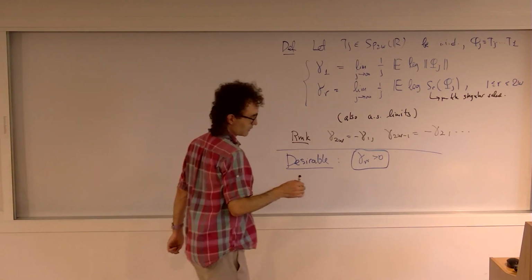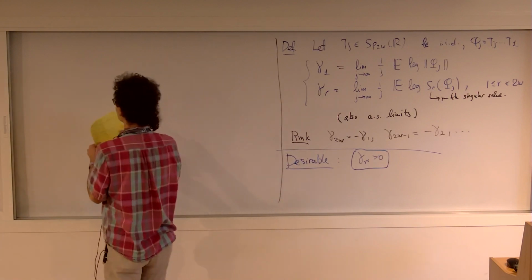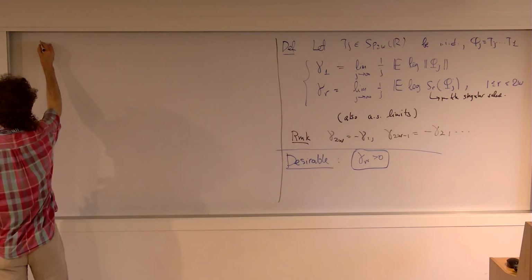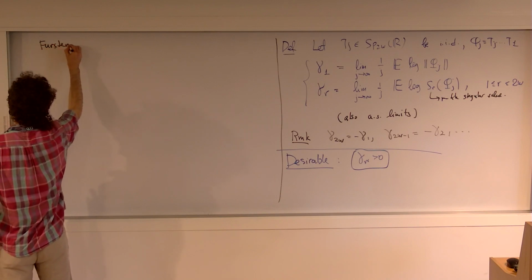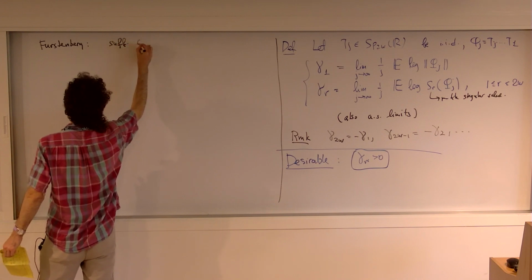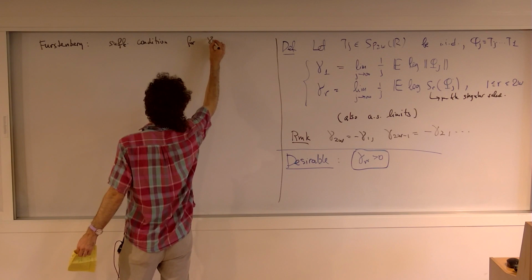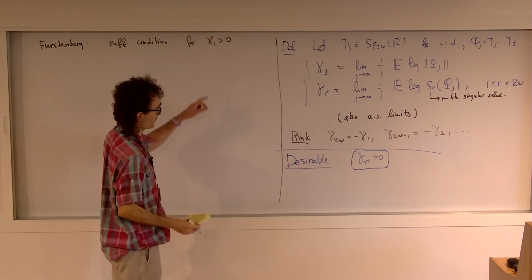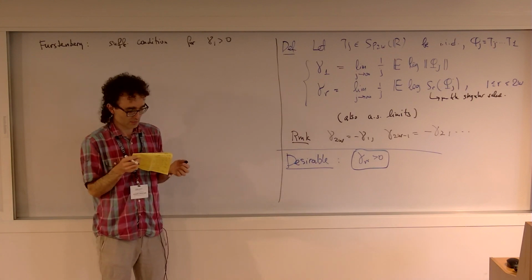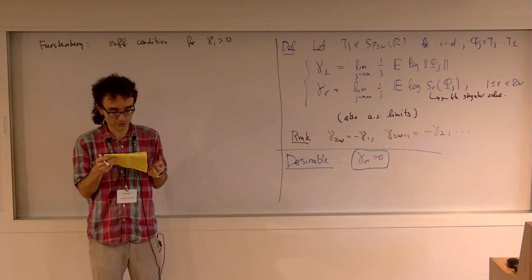So in the 60s, Fürstenberg provided a sufficient condition that ensures that the top Lyapunov exponent of a random matrix product is strictly positive, which is sufficient for W equals 1 and not sufficient for larger W.